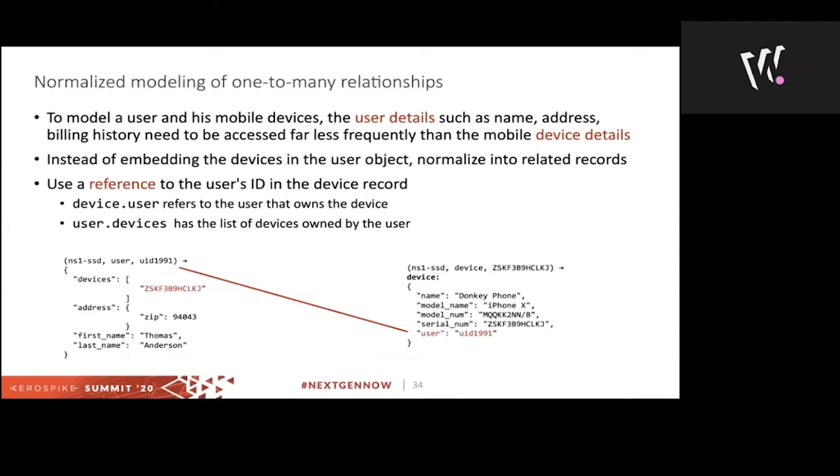So if we wanted to get all the devices of a user, that would be easy. We have on the user, user.devices, which is a list of IDs, and then we can batch read those. If I wanted to get the user that owns a device, I get to the device, and then I can use the user field of that map in order to find the user again. So this is an explicit reference here.